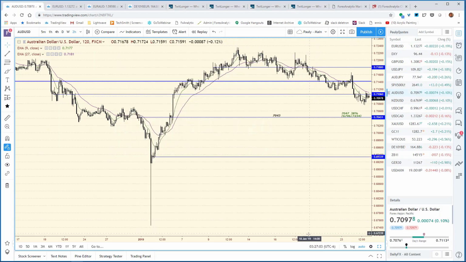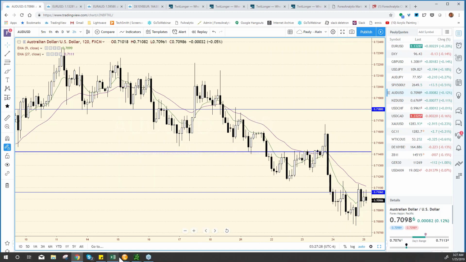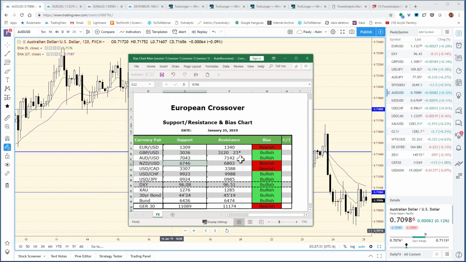Upside here on the Aussie. There's that key 71.42 level here. I don't know that it would roll back, but to keep an overall perspective, let's use this as our resistance, 71.42. So that will remain the same.